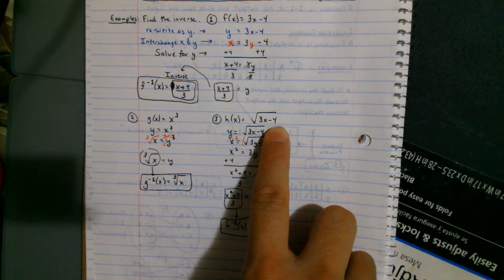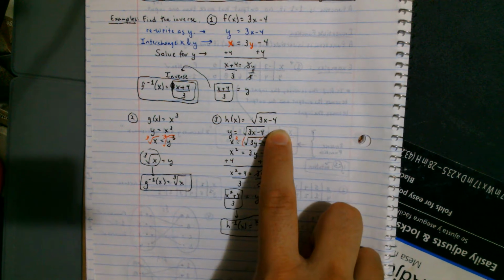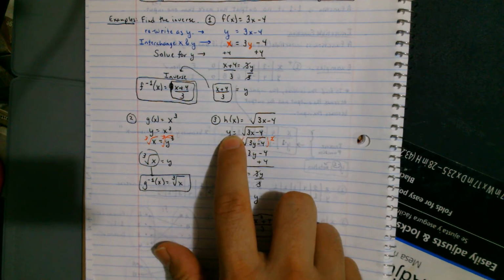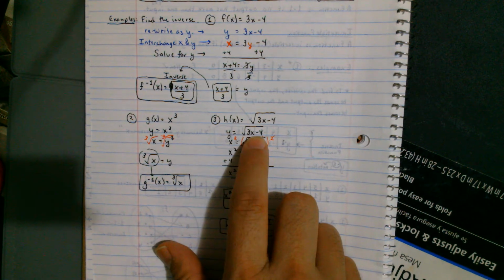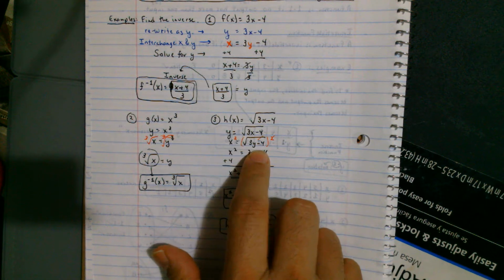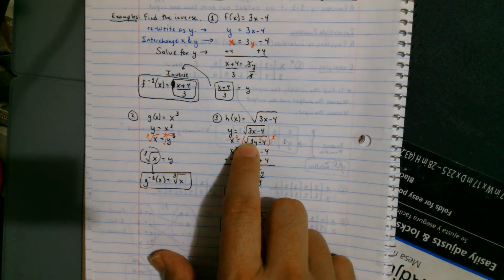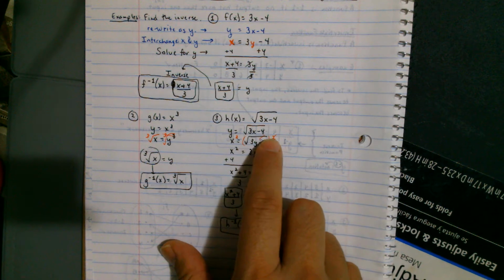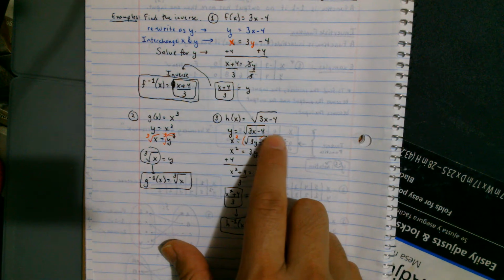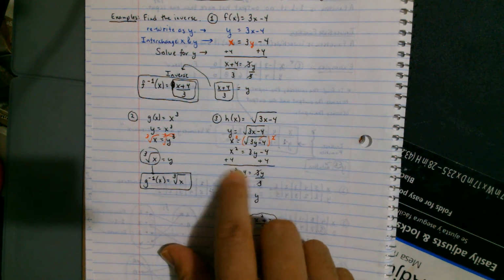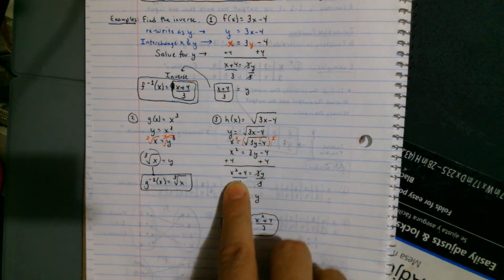Over here, your square root of 3x minus 4 function, y becomes the function. Now x turns to y, y turns to x. Get everything to the left, so you have to get rid of the square root function. So you raise both sides to the 2 power, and it cancels the square root. Then you add 4 to both sides, and you divide both sides by 3.